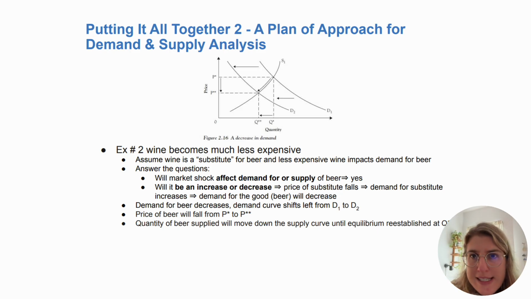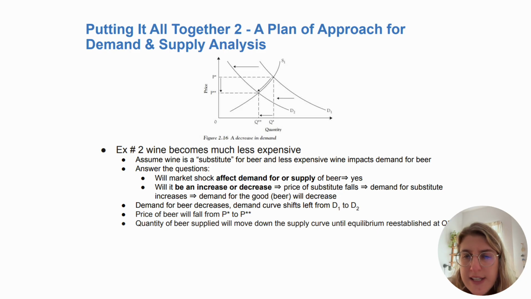Okay, so let's look at a second example here. What happens when wine, a substitute of beer, becomes much cheaper? People can switch between the two, wine and beer, depending on price, right? If the price of wine falls, demand for wine goes up, right? A movement along the demand curve. That means some consumers who might have bought beer now switch over to wine instead. And as a result, the demand for beer decreases. So on the graph, you can see this demand curve for beer shifting leftward from D1 to D2, okay?